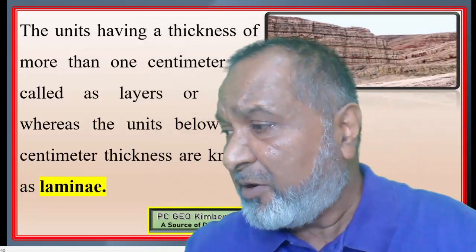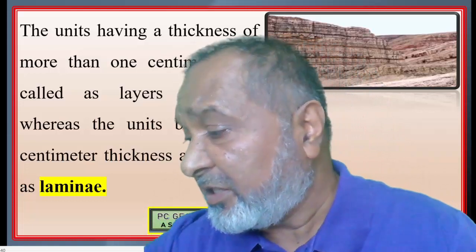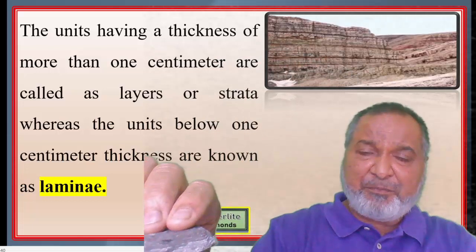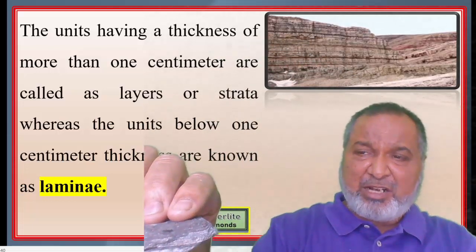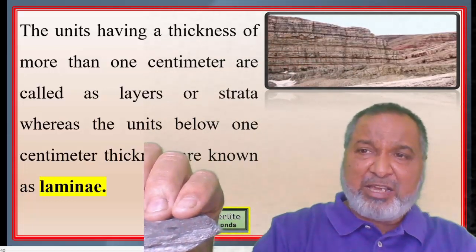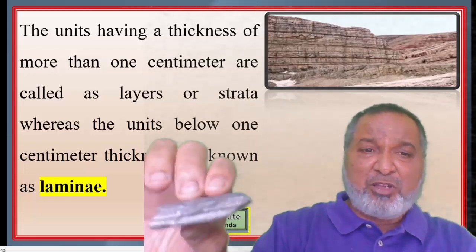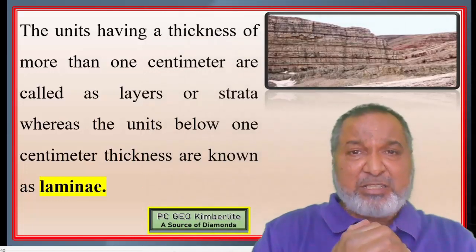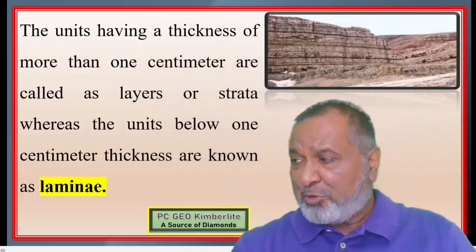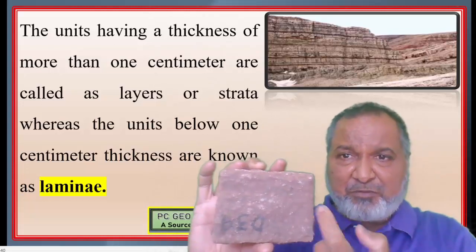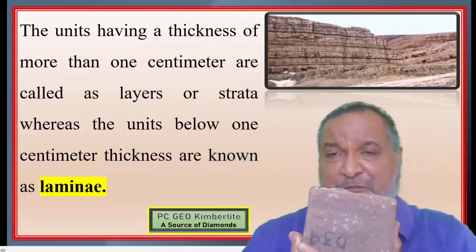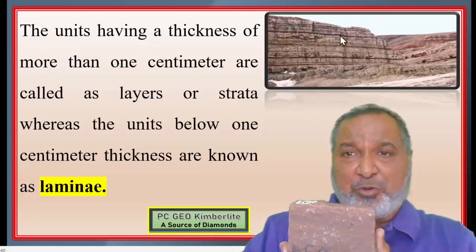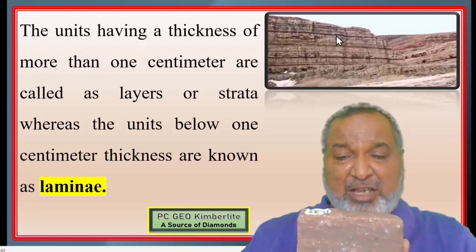So the first simple structure we have is the lamination. Here you can see it very clearly: alternate black and white layers are there. So the first one is lamination. But in bedding, we have two types. One is parallel bedding. I'll show you the sedimentary rock which is found in layering. In the photograph, the beds are deposited one above the other. So that is the parallel bedding.